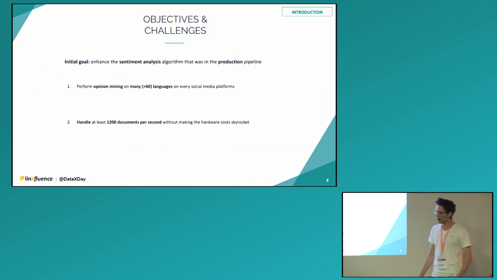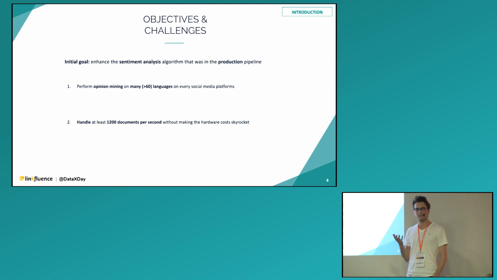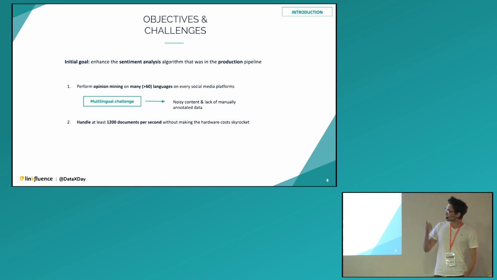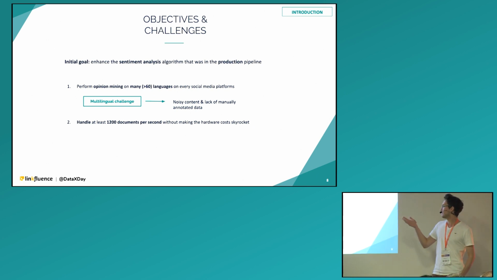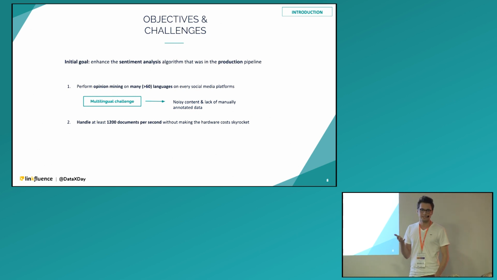But let's focus on what was the initial goal of this project. Why did we launch this project? The initial goal was to enhance the sentiment analysis algorithm that was in our pipeline, because it was getting quite old. And we had to keep in mind that we had 2 major constraints. As I said, we need to perform opinion mining on ideally more than 60 languages on every social media platform. So we have here a multilingual challenge, and this is faced due to the lack of manually annotated data.